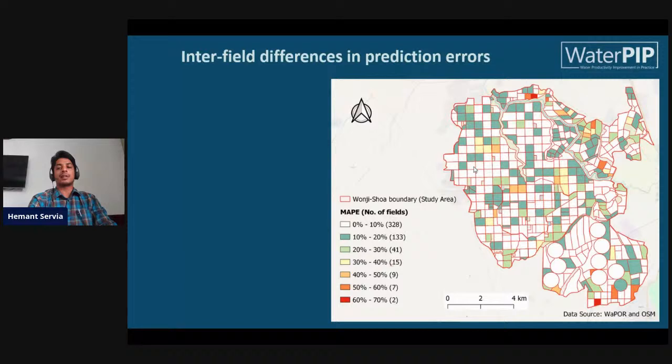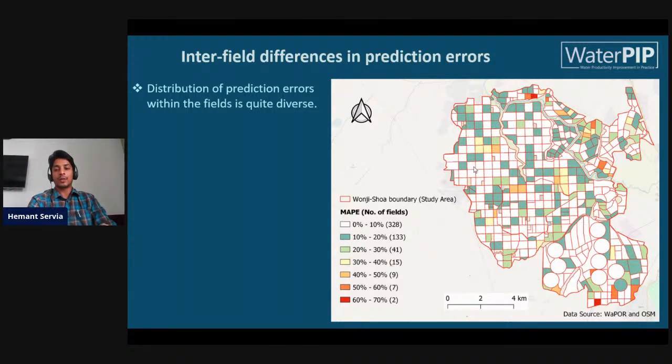Further, the interfield differences in prediction errors were analyzed, and it was observed that even for the most accurate crop yield predictions, although the mean prediction error for all the fields combined was very low, the distribution of error within different fields was quite diverse. This may give rise to a situation where some of the fields might have very accurate yield estimates, while the others have erroneous predictions. As obtained, the mean absolute percentage error for all the fields was only 10.8%, but some of the fields lying in the northeast, again, as we discussed earlier, had high prediction errors in the range of 20% to 70%.